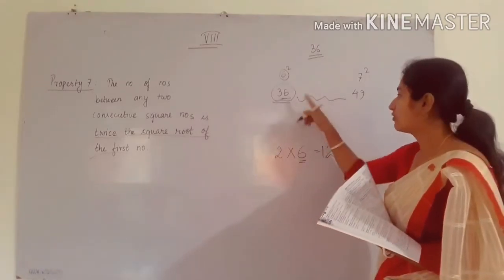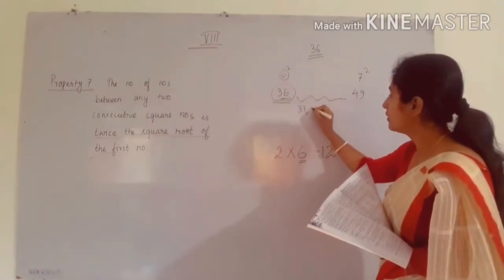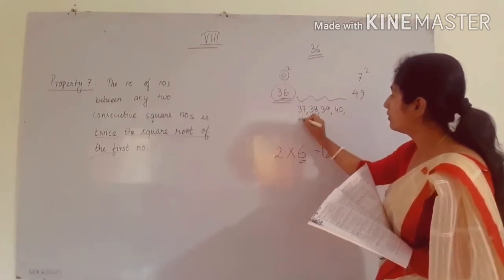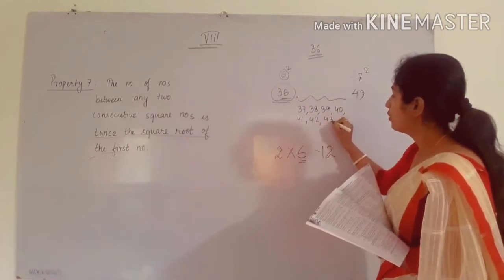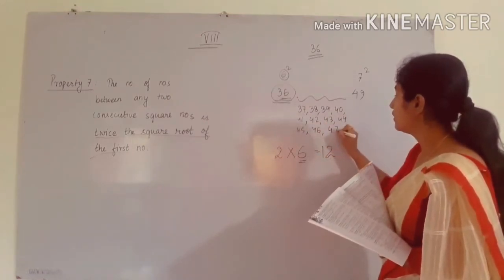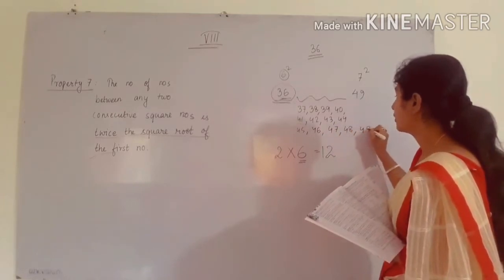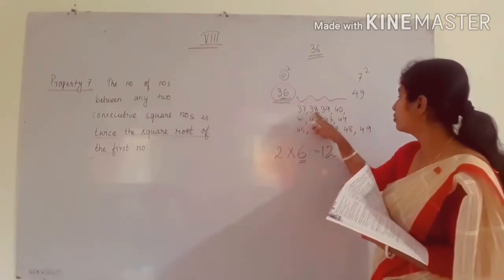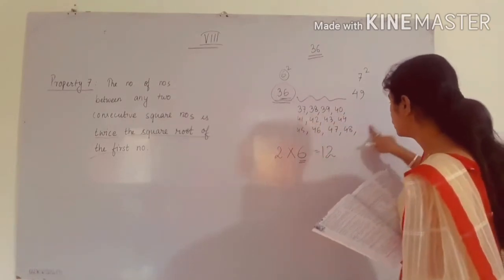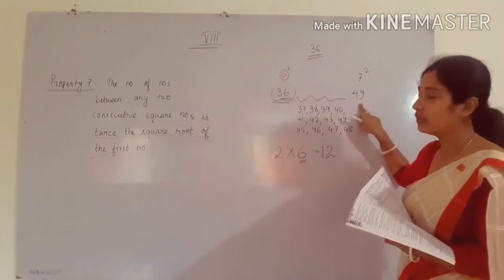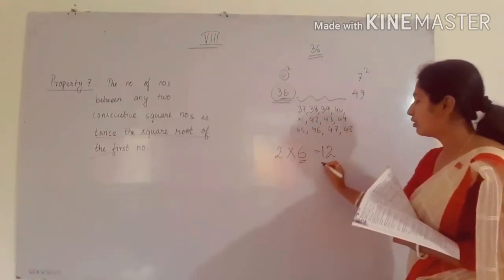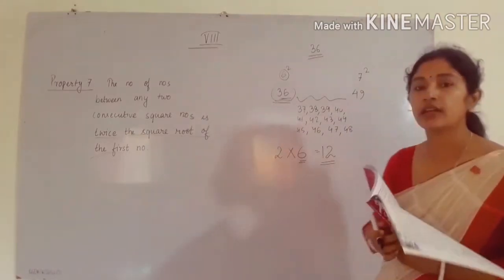Now I will check whether this multiplication and my formula are correct or not. So after 36, we will have 37, 38, 39, 40, 41, 42, 43, 44, 45, 46, 47, 48 and 49. So you can check now: 1, 2, 3, 4, 5, 6, 7, 8, 9, 10, 11, 12. We don't have to count 49 because 49 is the other square number. There are total 12 numbers. So our calculation is correct.